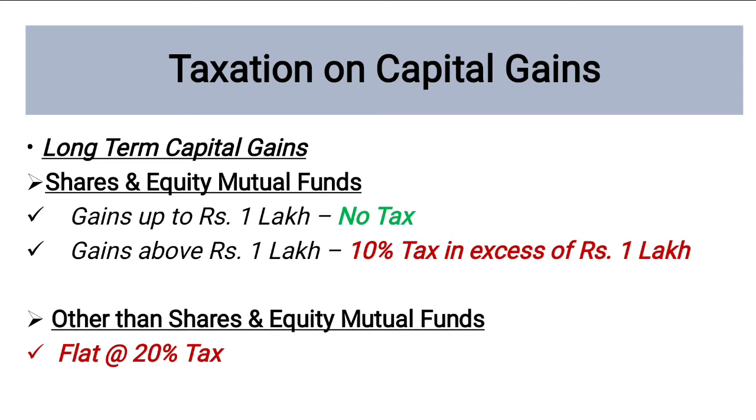Okay, now second, other than shares and equity mutual fund, like immovable property such as land, building, property, gold, jewelry, debt mutual fund, vehicle, etc. If you are selling that kind of asset, then the government is saying you just have to pay a flat 20% tax. This is applicable only for long term capital gain.